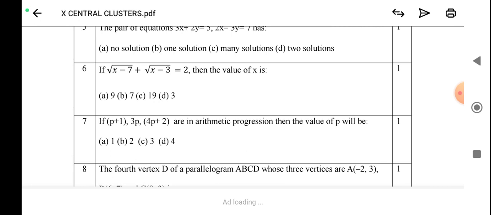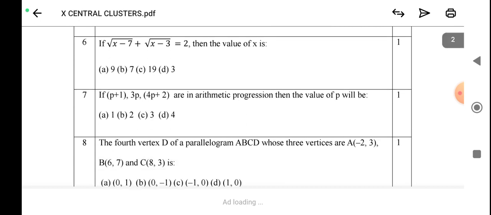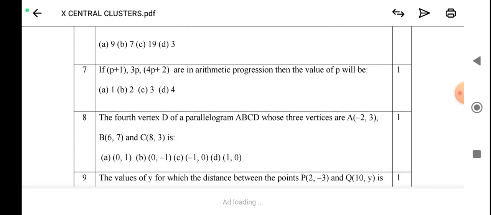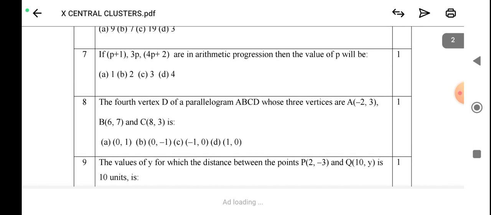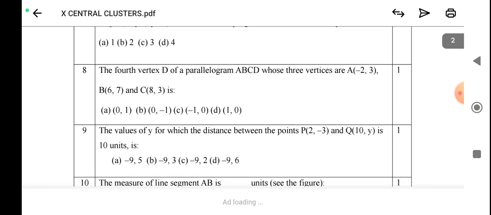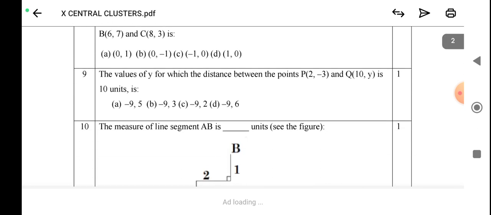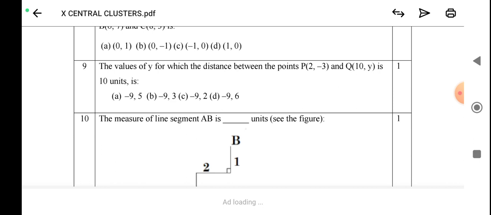Sixth question, you can consider as Chapter 4, Quadratic Equations. Seventh, easy, children. We can use 2b equal to a plus c, or a2 minus a1 equal to a3 minus a2. So seventh question, AP. Eighth question, coordinate geometry. These are all repeated questions. Fourth vertex, midpoint of AC equal to midpoint of BD. Easy only.